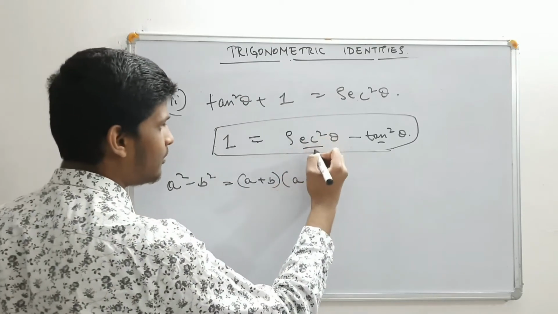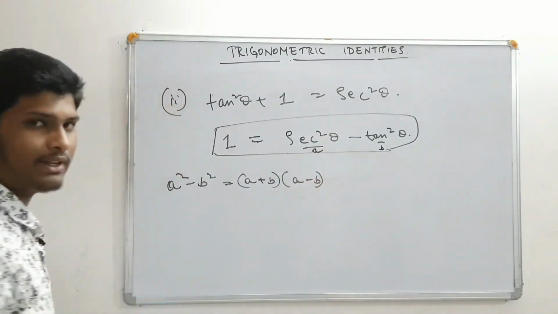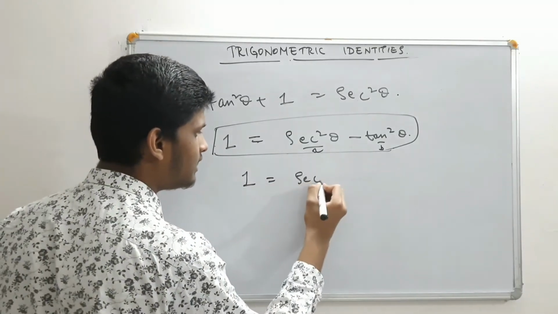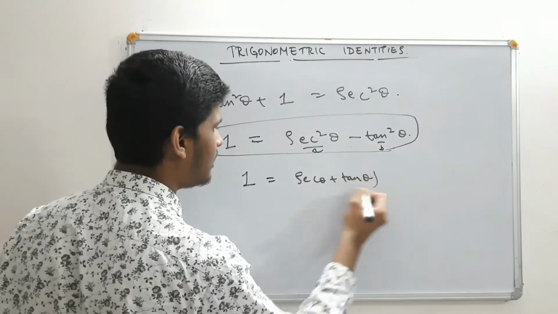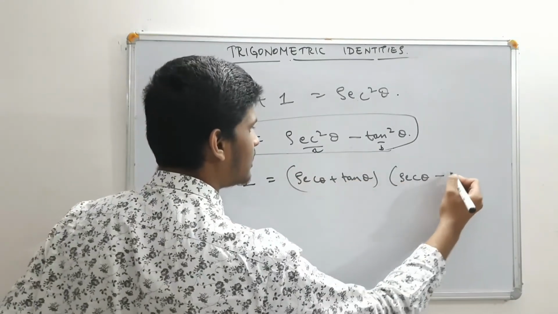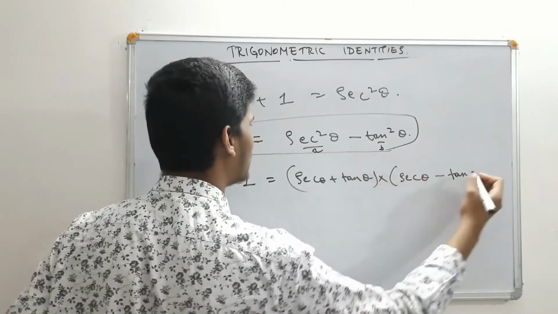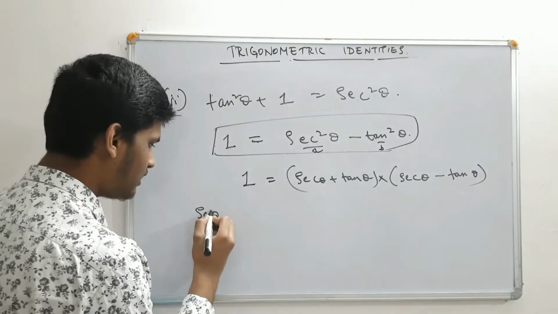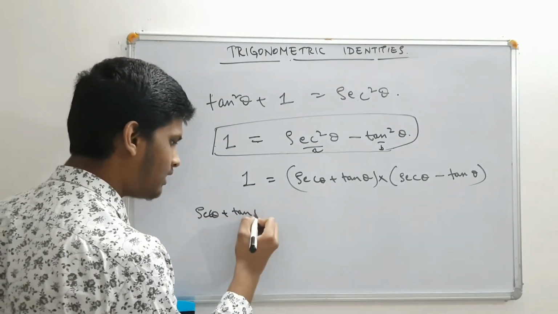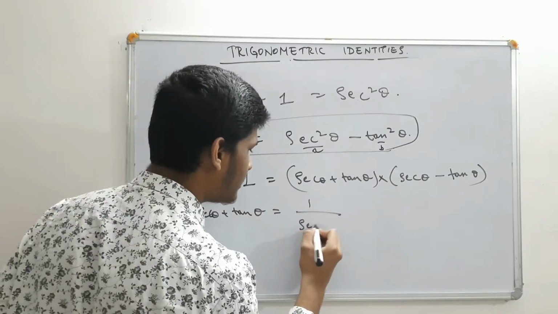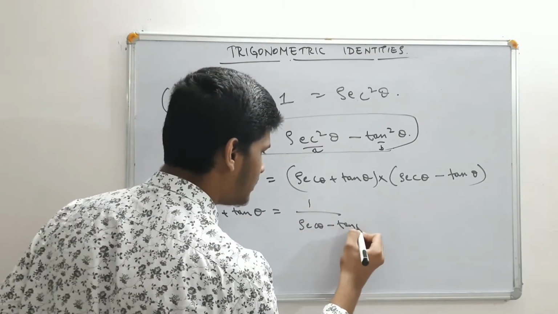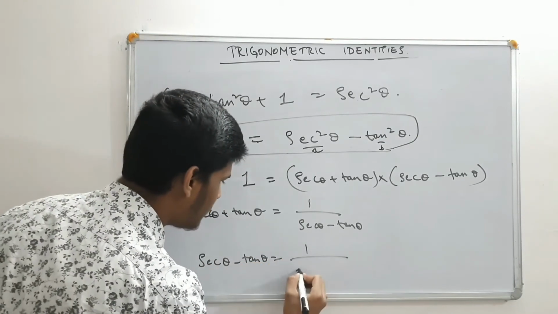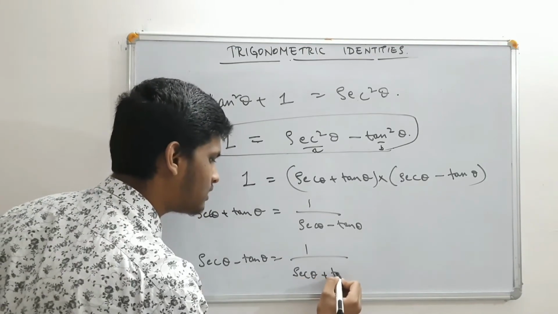So if you consider this one to be a and this one to be b, a square minus b square, we can write like this. So what does this become? (Secant theta plus tan theta) into (secant theta minus tan theta), not minus, into. Super. And if you want secant theta plus tan theta, that is 1 by (secant theta minus tan theta), or if you want secant theta minus tan theta, that is 1 by (secant theta plus tan theta).